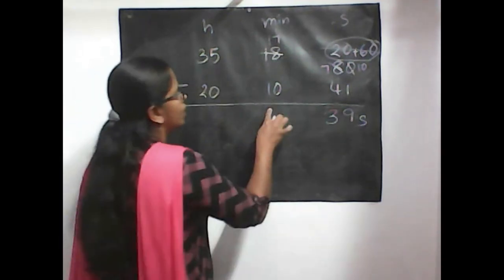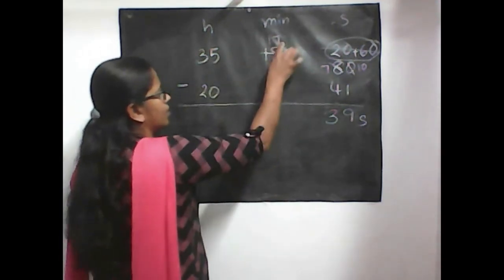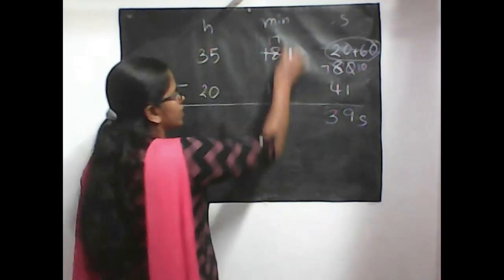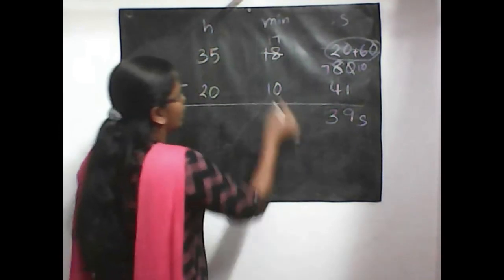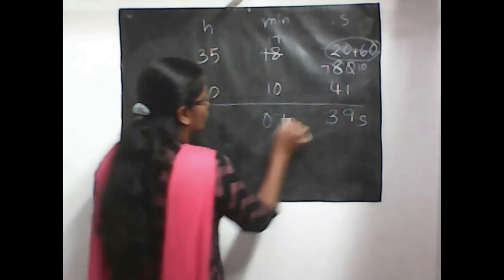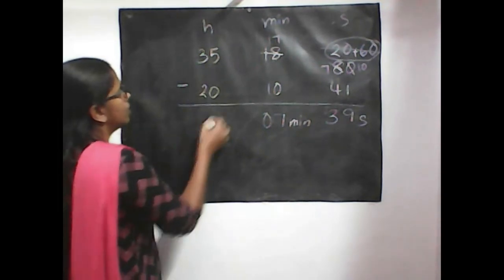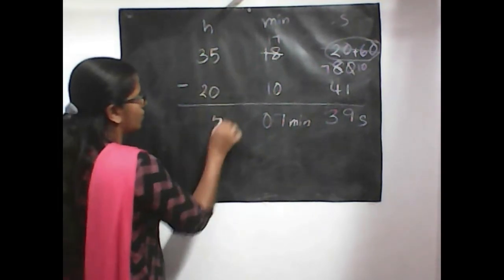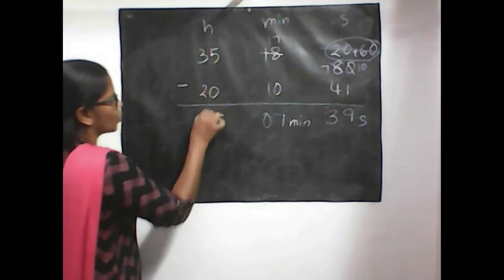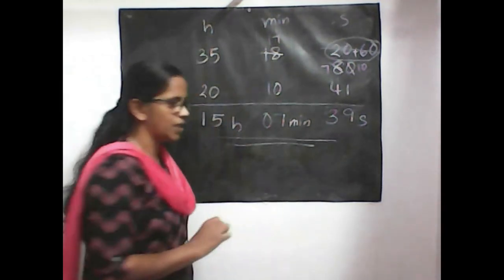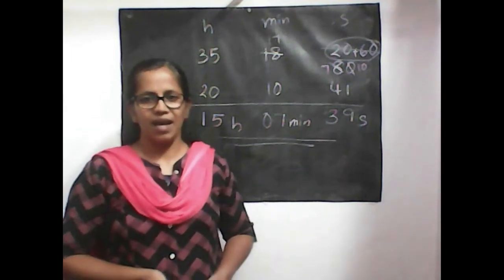Then come here. Here it is already greater. 17 is greater than 10. So no need of borrowing from hour. Subtract it. 7 minus 0 is 7. 1 minus 1 is 0. So 7 minutes. Then come here. 5 minus 0 is 5. 3 minus 2 is 1. So we will get 15 hours, 7 minutes and 39 seconds as the answer.